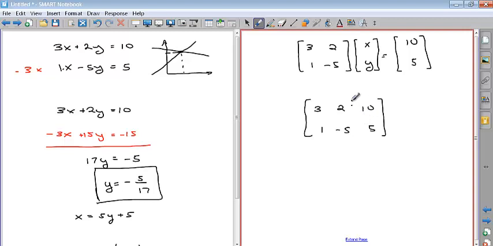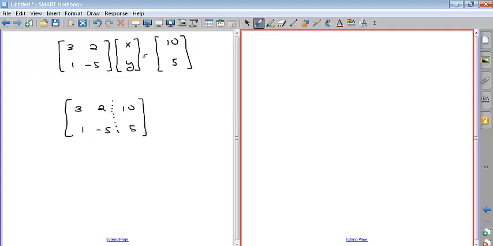And sometimes we draw a little dashed line to separate this, to kind of delineate between what part is the coefficient matrix and the right-hand matrix. Now, ultimately, to solve for either x or y, what we do is we do different elementary row operations. So what does that mean? Well, one elementary row operation is just to multiply or divide a row by a constant.